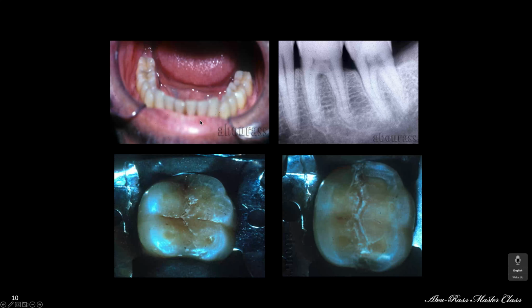This is the patient. This is the actual case. And then we discovered, this is before, and this is after we did some occlusal reduction, we found a central line crack right here.